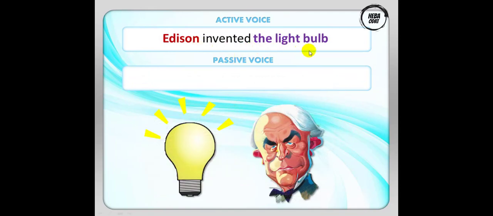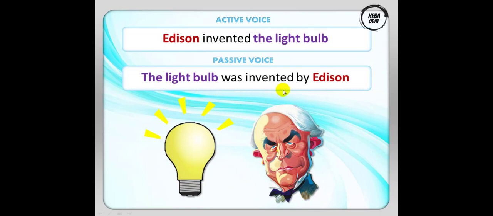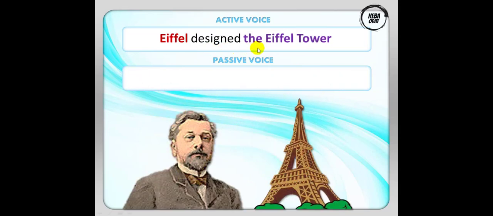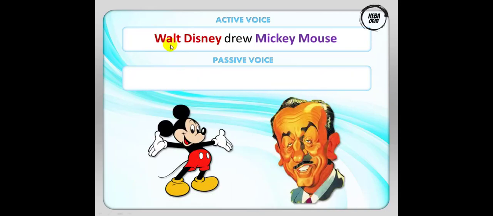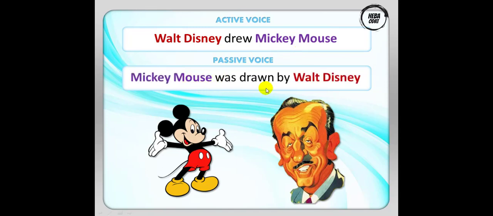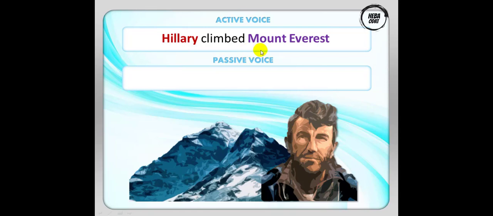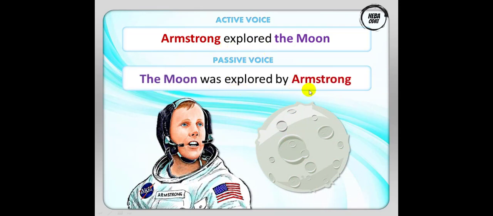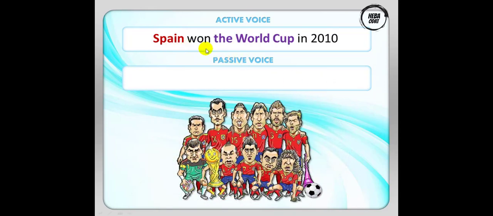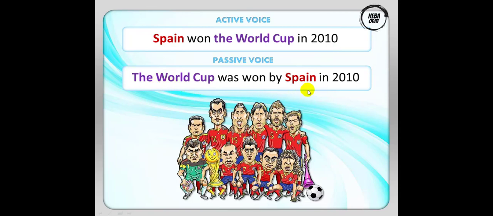Edison invented the light bulb. The light bulb was invented by Edison. Eiffel designed the Eiffel Tower. The Eiffel Tower was designed by Eiffel. Walt Disney drew Mickey Mouse. Mickey Mouse was drawn by Walt Disney. Hillary climbed Mount Everest. Mount Everest was climbed by Hillary. Armstrong explored the moon. The moon was explored by Armstrong. Spain won the World Cup in 2010. The World Cup was won by Spain in 2010.